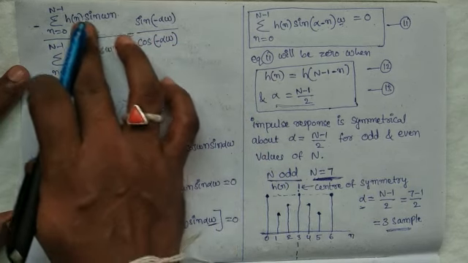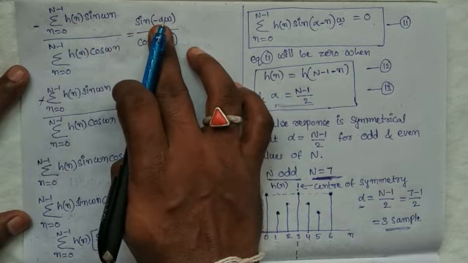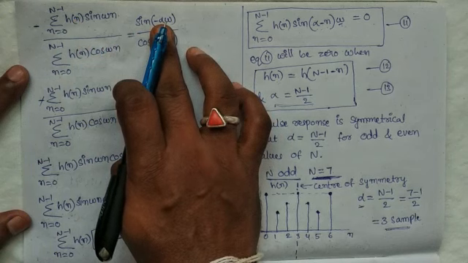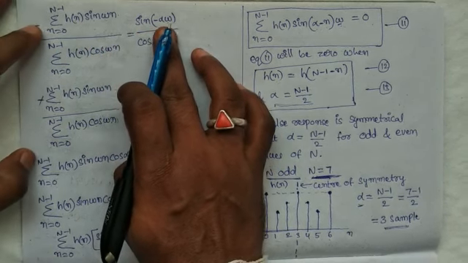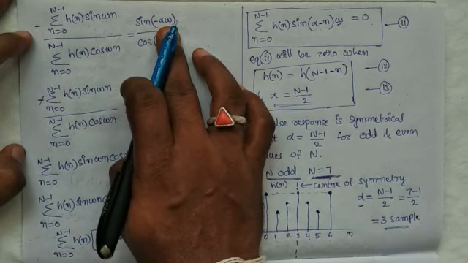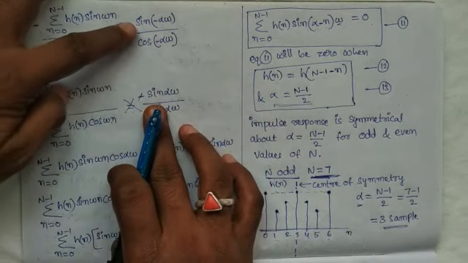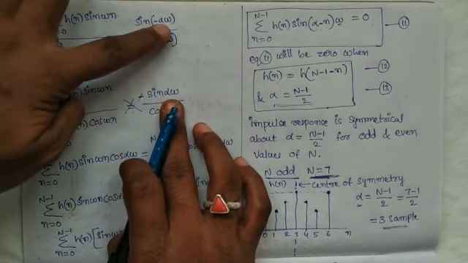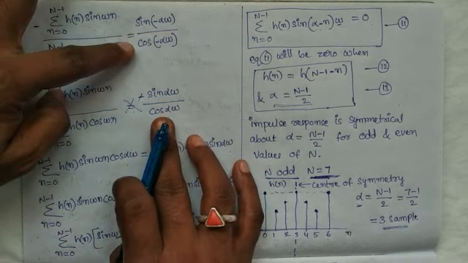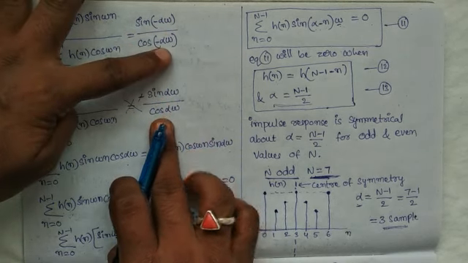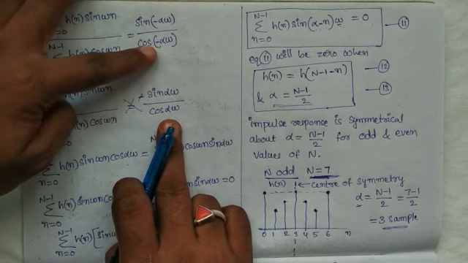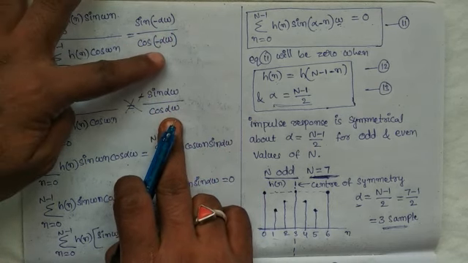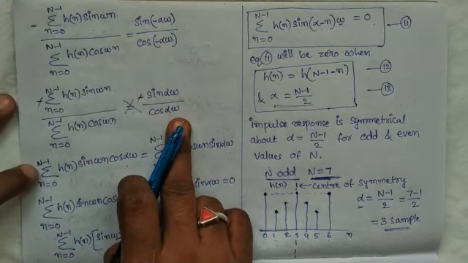The left hand side is the same. We are observing the right hand side. It is sin of minus theta form. Sin of minus theta is what? Minus sin theta. It is minus sin alpha omega by cos of minus theta. Cos of minus theta is what? Cos theta. It is cos alpha omega.